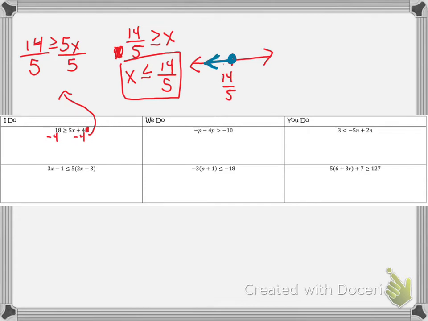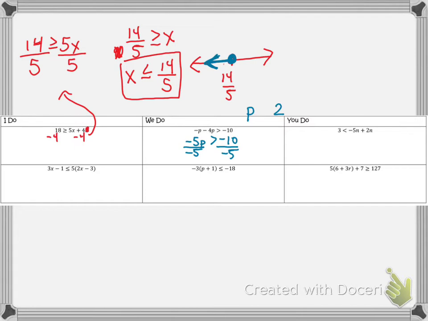Alright, here's the we do. Now we're going to try this one together. I have negative p minus 4p is greater than negative 10. What should we do first? You are correct. We should combine like terms. So negative p with negative 4p will give us negative 5p greater than negative 10. Now in order to solve it, I'm going to, that's right, divide by negative 5. And now I have p, negative 10 divided by negative 5 is positive 2.